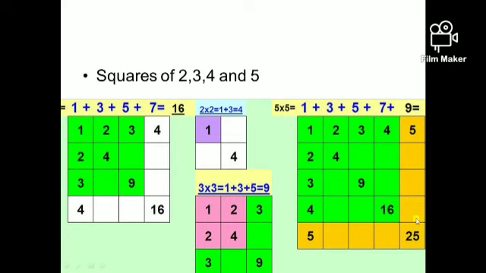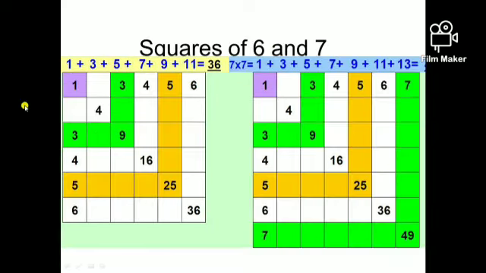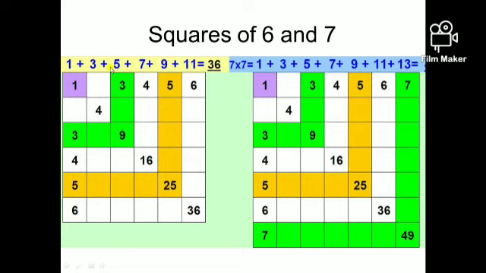9 is added. The next odd number is added here. The result is 25. Square root of 25 is 5. Now let's come here. 1 plus 3 plus 5 plus 7 plus 9 plus 11 is added together. The answer is 36. Root of 36 is 6.